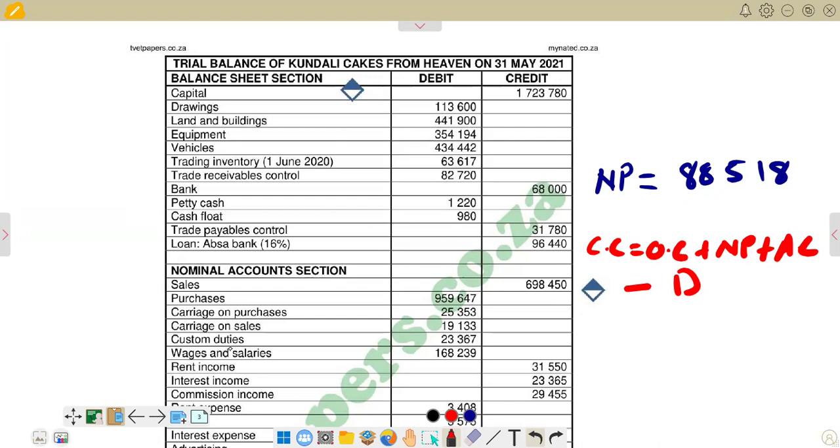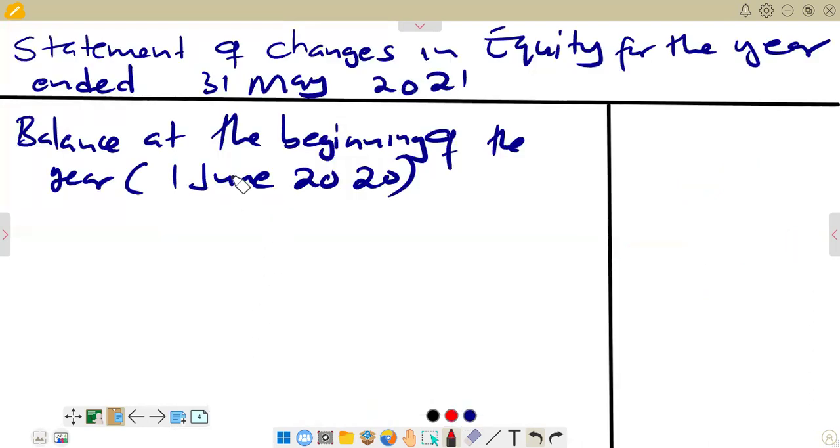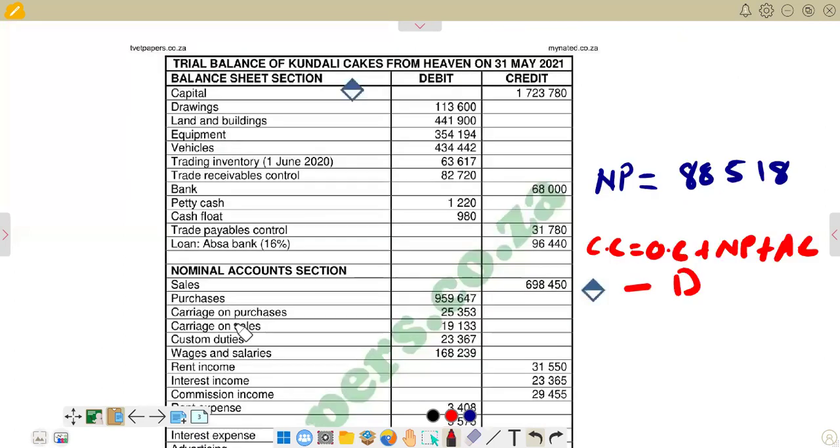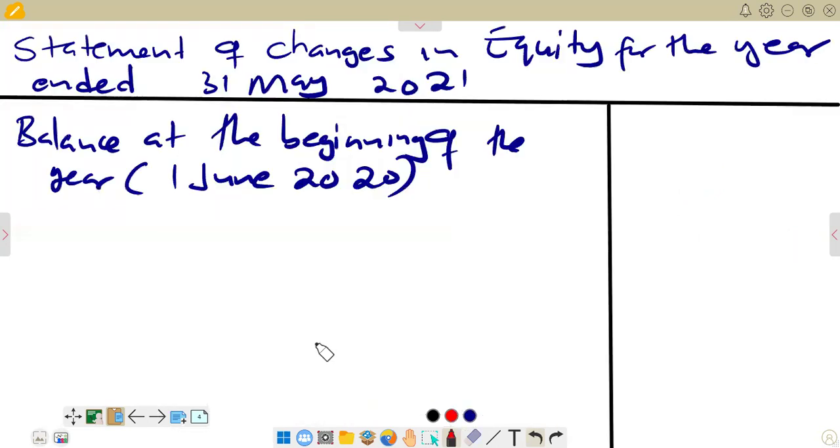If you come to our answer section, you'll see that we have the statement of changes in equity for the year ended 31 May 2021, which is the end of the year. And then the balance at the beginning of the year, that is 1 June 2020, is going to be our opening capital figure. So we go to our question to see what we have in terms of opening capital. Remember, the opening capital figure is given in the trial balance. So this is our opening capital figure, which is 1,723,780.